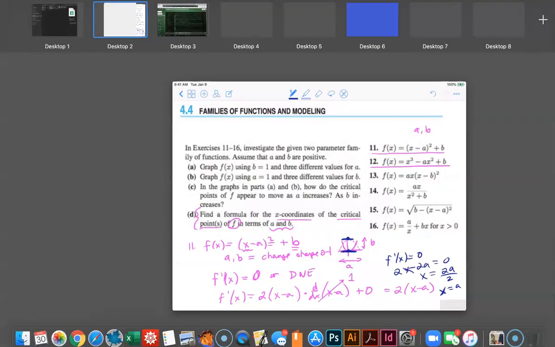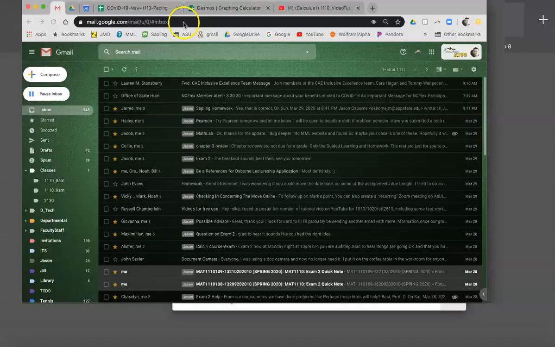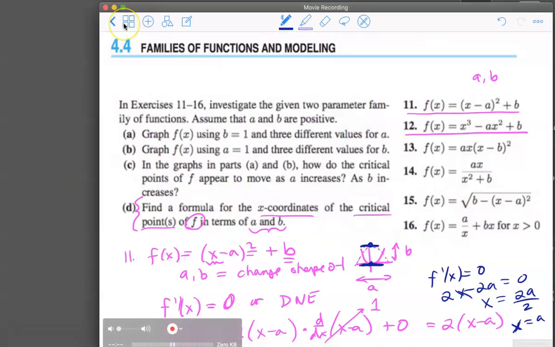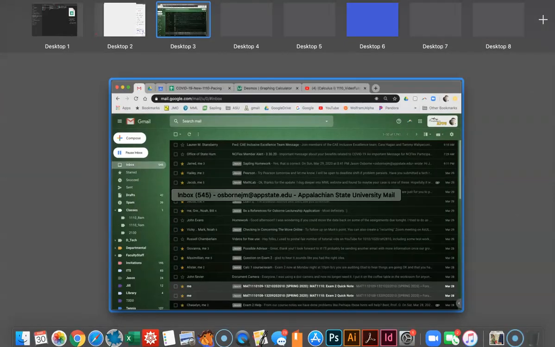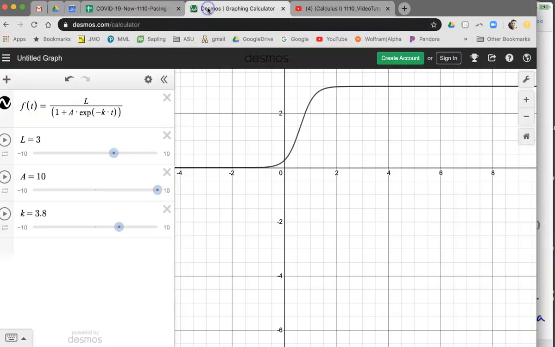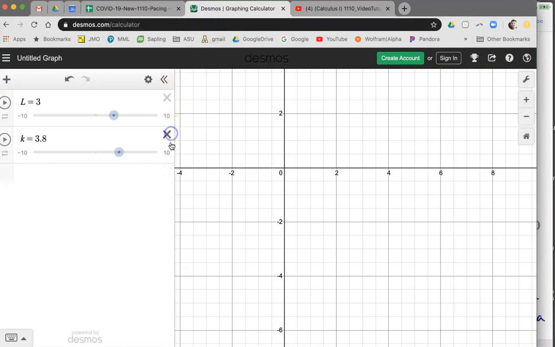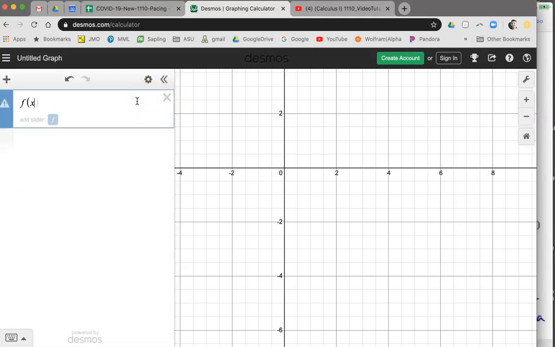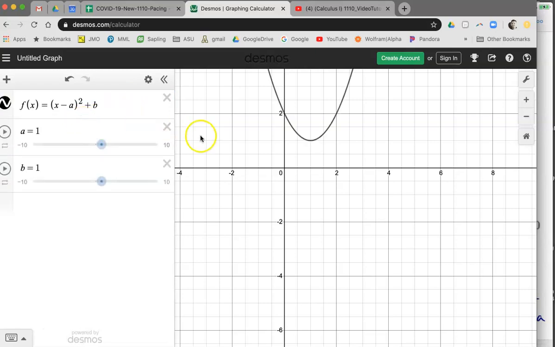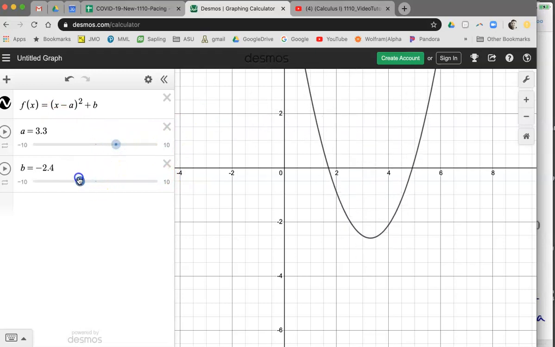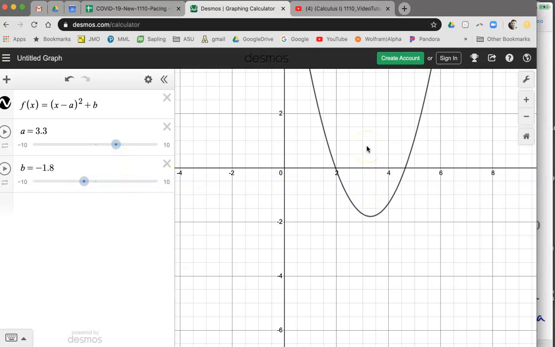And this will make sense when we look at the functions and the parameters in Desmos. So let's bring Desmos up now. Sorry, let me bring my internet back in. Let's bring up Desmos, and we'll get rid of our old model. Our new model is f of x is equal to x minus a squared plus b. If we add a slider for a and b, we can see that no matter what a and b are, this parabola is always going to open upward.